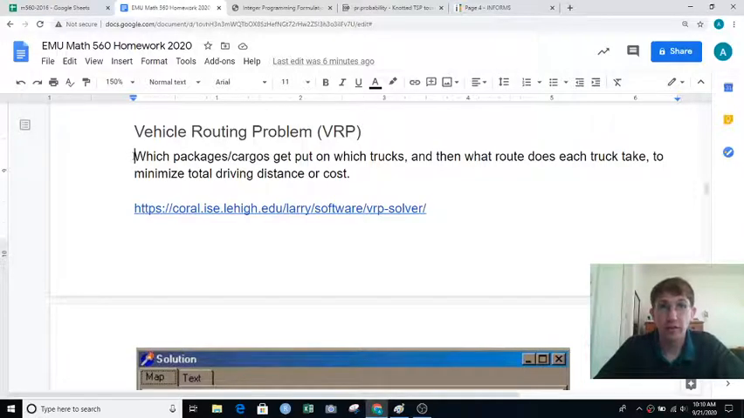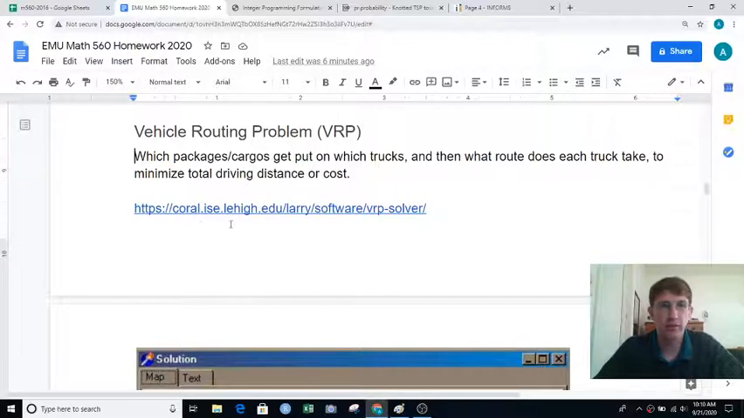If you thought the traveling salesperson problem was hard, let's talk about the vehicle routing problem. It's like the traveling salesperson problem times 10 or 50, plus you have to decide which packages go on which trucks, and then also route the trucks to have each truck travel optimally.